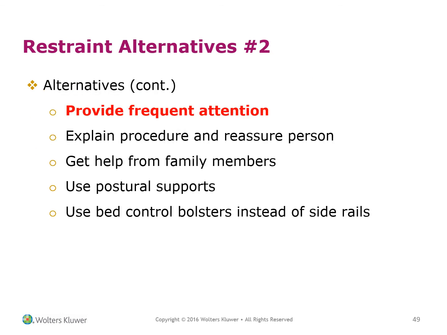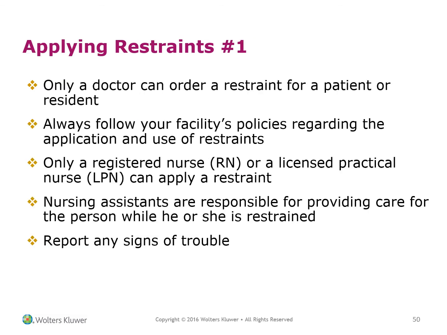Alternatives to restraint. Provide frequent attention. Explain procedures to the patient and reassure the patient. Get help from family members. Maybe contact them and ask them if they will speak with the resident if it's appropriate. Use postural supports. Maybe if someone's falling out of their wheelchair, postural support will be more helpful than a restraint. Use bed control bolsters instead of side rails. Side rails, as I said earlier, can be considered restraints.